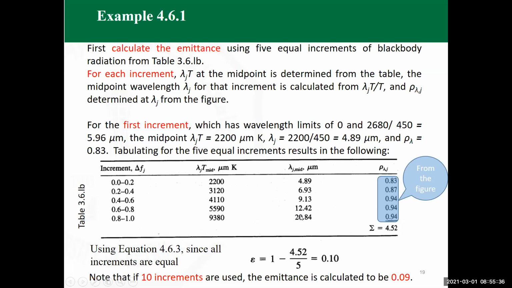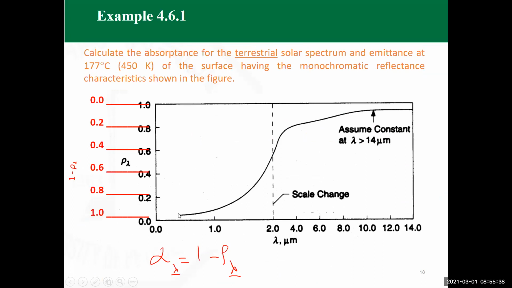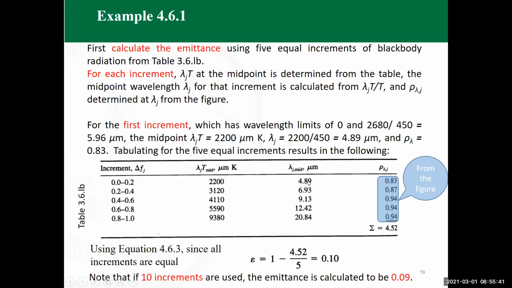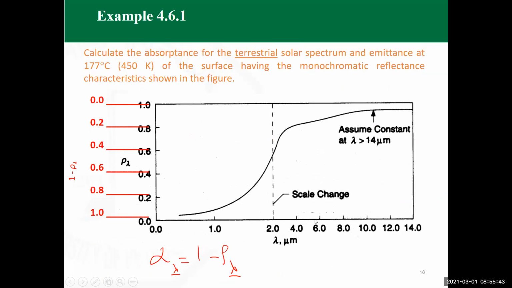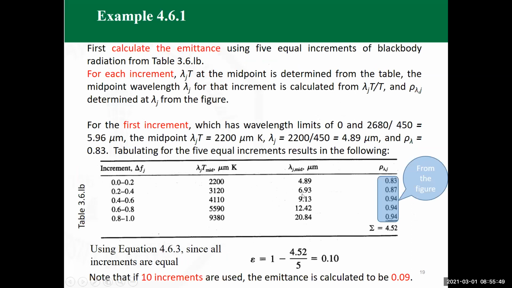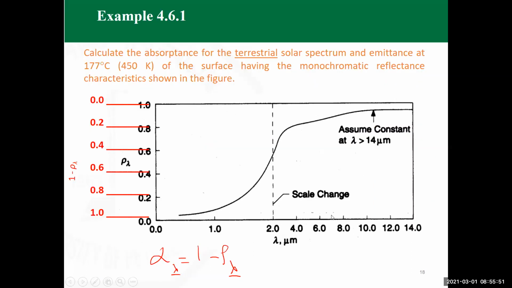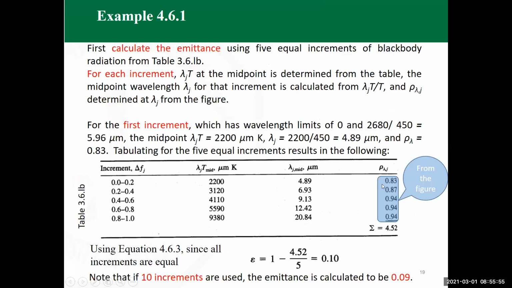We take these values in the figure that we are provided. The first lambda is 4.89. So at 4.89, somewhere here, we're going to get the corresponding value of rho. And then the second value, 6.93. For 6.93, we get the corresponding value of rho, and so on. So for each one of them, we are getting the corresponding value of rho.